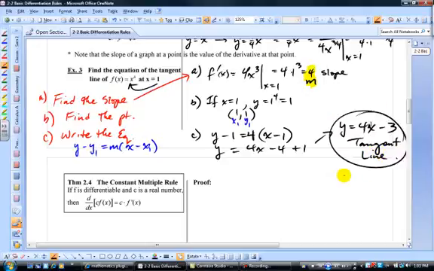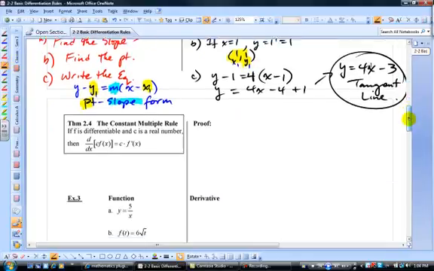So first, find the slope by finding the derivative. Evaluate the derivative at that point to get your slope. Substitute x into the function to get your y value, to get your point. And then write the equation using point-slope form. Again, this is called point-slope form because you need a point and a slope. The point is x1 comma y1, and your slope is m. That's why they call it point-slope form. And the point in this problem is this right here.